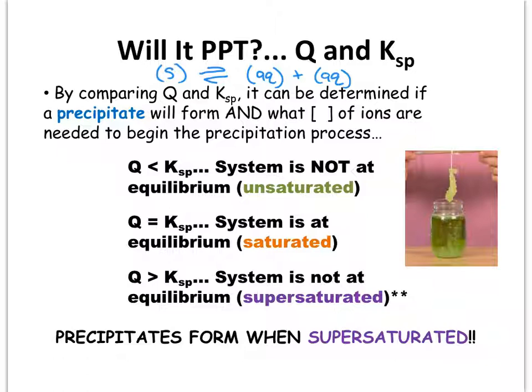And then if Q is greater than Ksp, if you follow the alligator, that means you're going to need to go to the left side or form more of your reactant, in this case, the solid, which basically would mean you're precipitating out. So if Q is greater than Ksp, that's when a precipitate will form because the equilibrium will essentially shift to the solid side, or more solid will come out. So that's what we're looking for here when we do these types of problems. We need Q to be greater than Ksp in order for a precipitate to form.